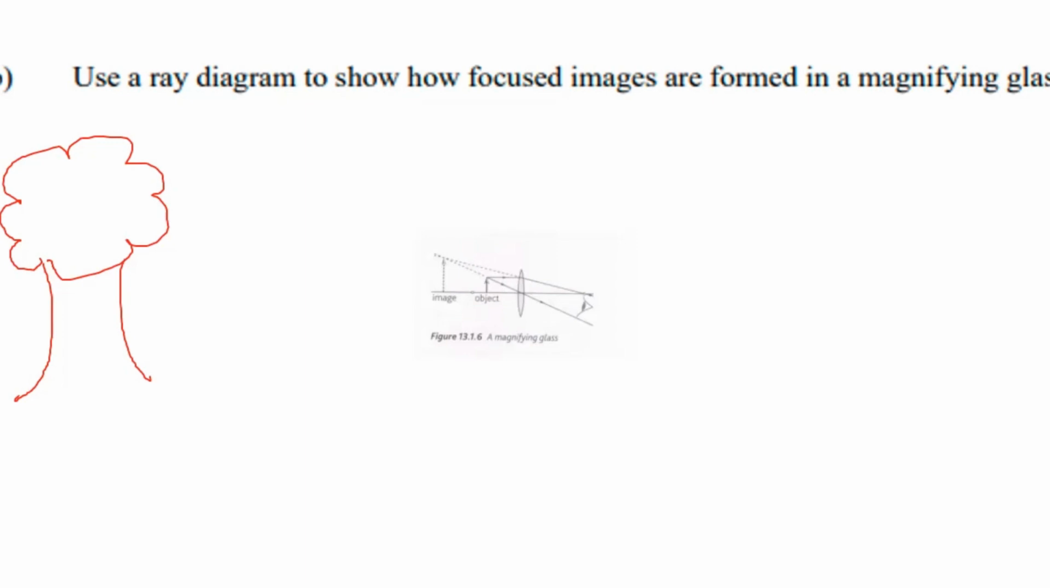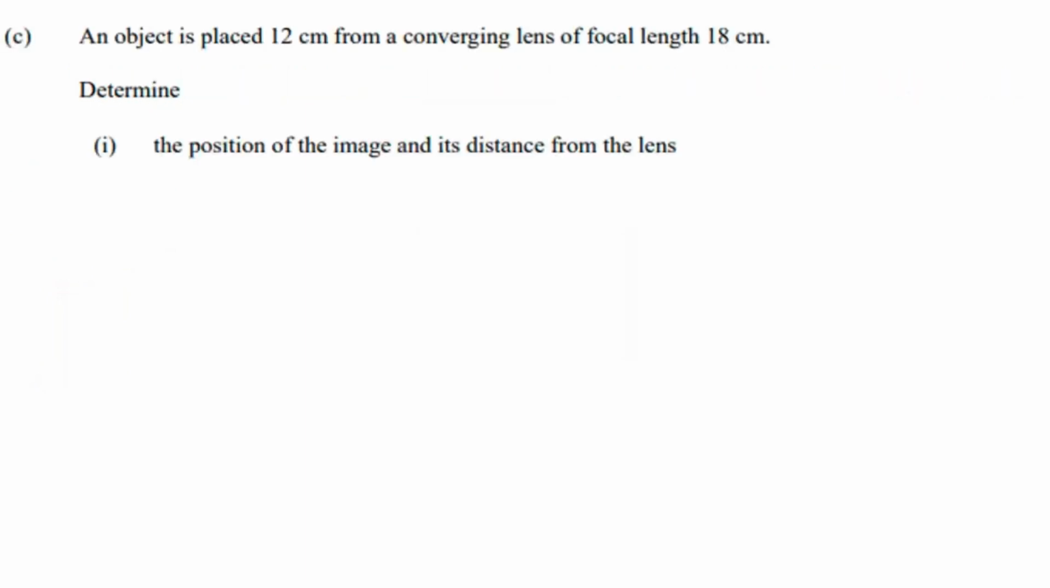All right, we have it. Yes, sir. All right. The others, are we okay? Yes, sir. All right, perfect. Now let's just do a bit of calculation. It says an object is placed 20 centimeters from a converging lens of focal length 18 centimeters. Now, I want you to pay attention.